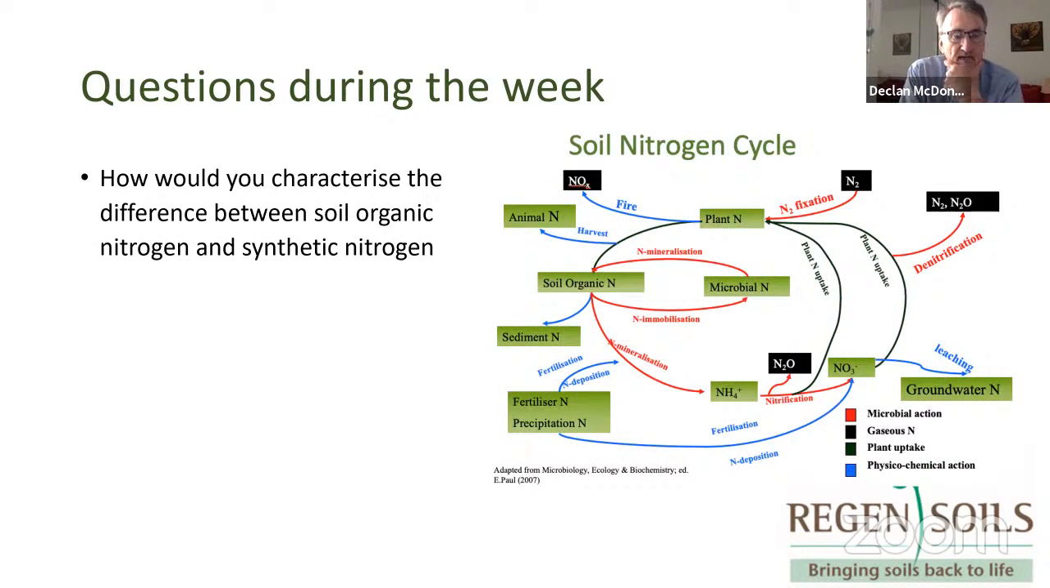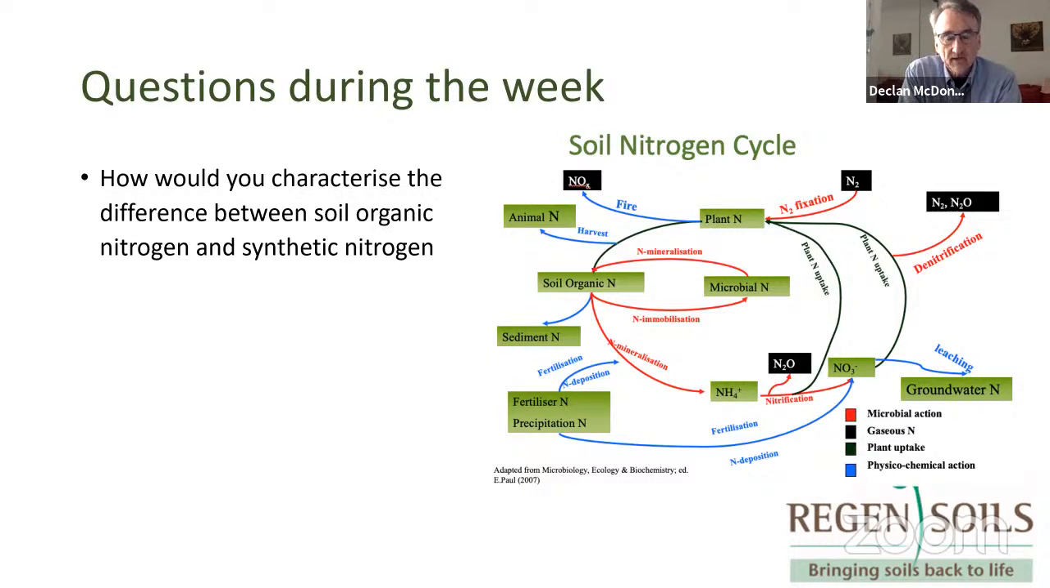So one of the questions was, how would you characterize the difference between soil organic nitrogen and synthetic nitrogen? And my answer in a word is leakiness. You'll recall when we talked about the nitrogen cycle that there are so many loss pathways in the nitrogen cycle that it's very easy to lose nitrogen out of the system. We can lose nitrogen by leaching of nitrates into groundwater.